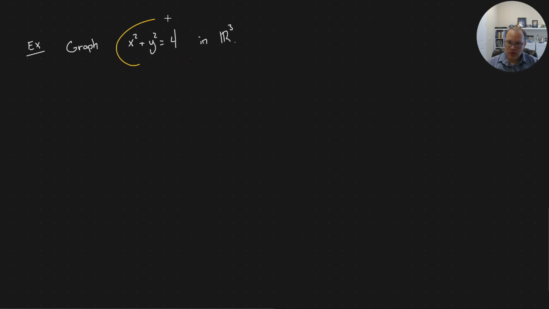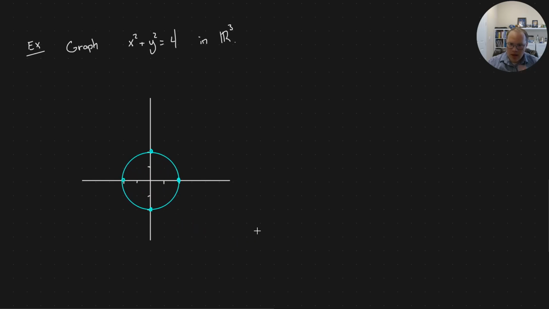So in this case, x squared plus y squared equals 4. In R2, that's the xy plane, where we know it's a circle centered at the origin with radius squared equal to 4, so the radius is 2. So I'd go 2 out in each direction, 2, 2, 2, 2 from the center. That's what this circle looks like in the xy plane. But now I want to stretch it infinitely far along the z-axis.